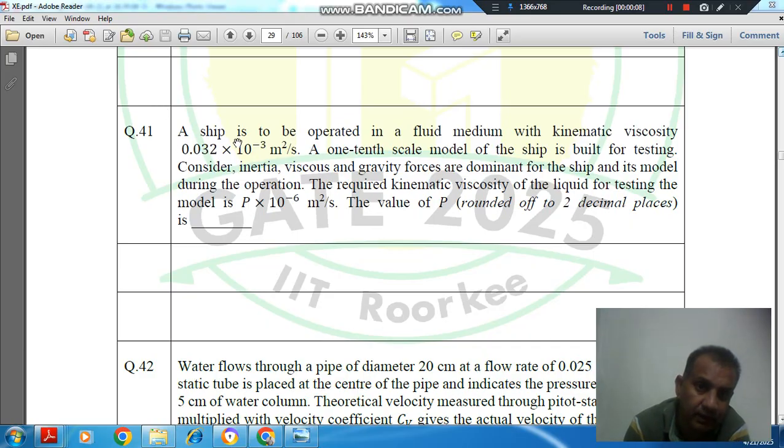Question number 41 is: a ship is to be operated in a fluid medium with kinematic viscosity 0.032 × 10^-3 meters squared per second. A 1/10th scale model of the ship is built for testing. Consider inertia, viscous and gravity forces are dominant for the ship and its model during the operation. The required kinematic viscosity of the liquid for testing the model is P × 10^-6 meters squared per second. The value of P rounded off to 2 decimal places is dash.